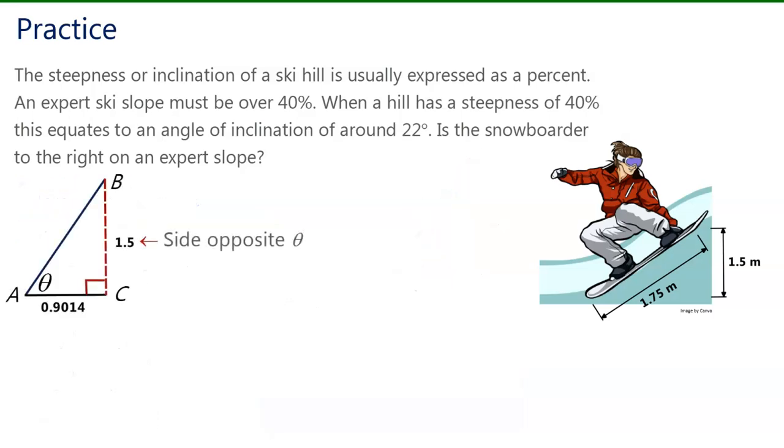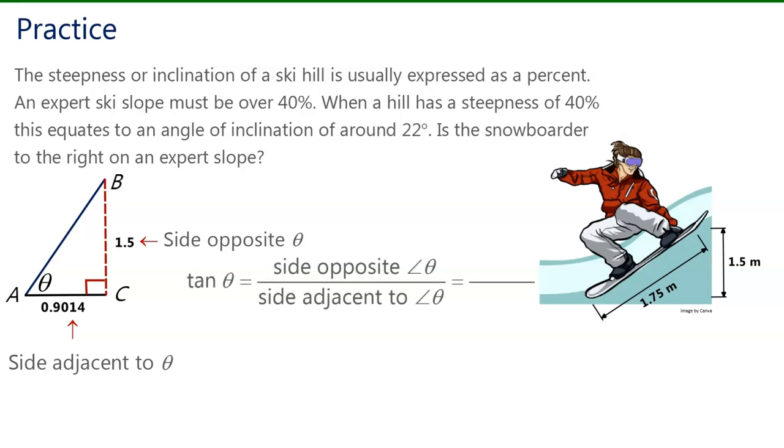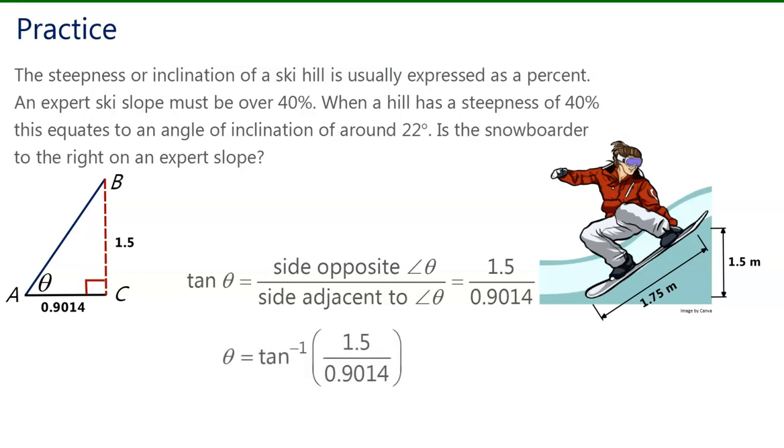Going back to our diagram, here's the side opposite theta. Now we have the side adjacent to theta. Tan of theta is the side opposite angle theta divided by the side adjacent to angle theta. We get 1.5 divided by 0.9014. Solving for theta, we do the inverse tan of 1.5 divided by 0.9014, which gives us 58.99693903 continuing. This can be rounded to approximately 59 degrees.